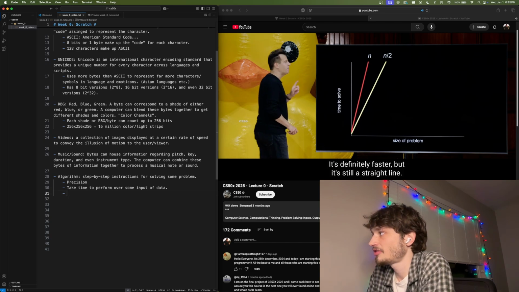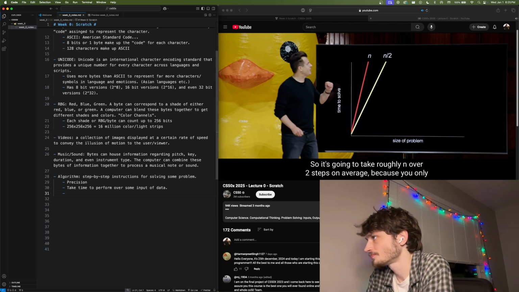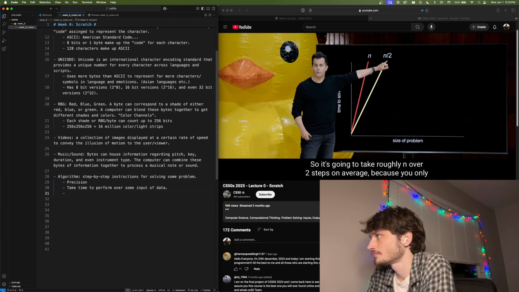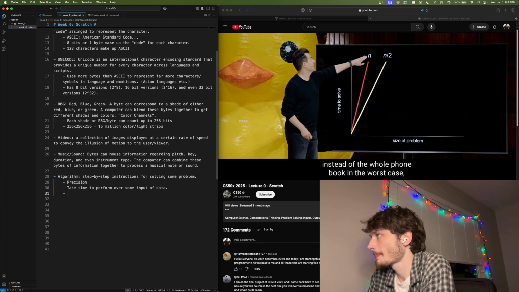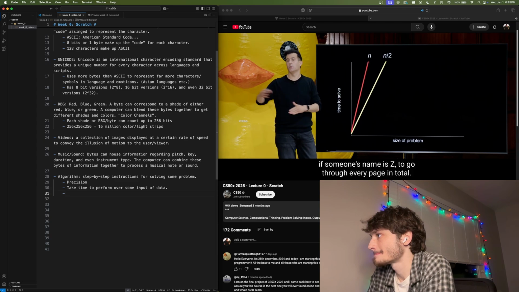It's definitely faster, but it's still a straight linear line. It's going to take roughly n/2 steps on average, because you only have to go through half of the phone book because you're going 2 pages at a time, instead of the whole phone book, in the worst case, if someone's name is Z, to go through every page in total.